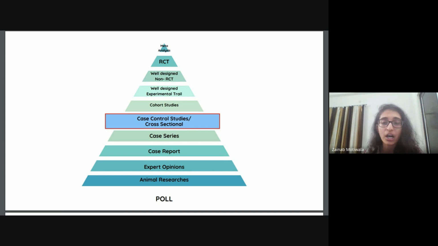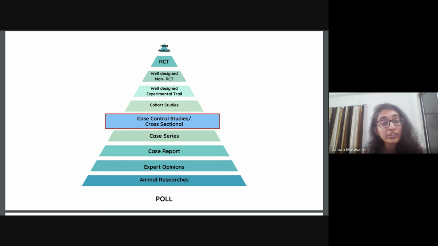When we're talking about the big pyramid, on the base, we have the less important studies, but still add some value, that is expert opinions, animal research, case series, and case report. Then we have case control studies and cross-sectional studies. Superior to those, we have cohort studies. Superior to them, then we have the RCTs. And finally, on the top of the pyramid, as we've always discussed, is systematic reviews and meta-analyses.